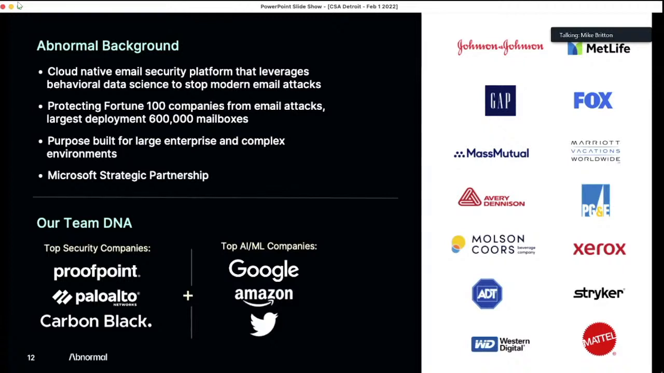Our backbone and our team DNA comes from not only security companies like Proofpoint, Palo Alto, Carbon Black, but also a lot of artificial intelligence and machine learning companies: Google, Amazon, Twitter. Our founders came from Twitter. They actually owned an ad tech company that was good at machine learning and behavior analytics. And so Twitter purchased them in 2015. They went to Twitter and spent some time helping develop Twitter's behavioral targeted ad product.